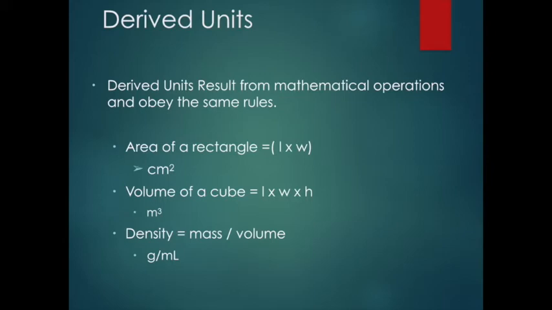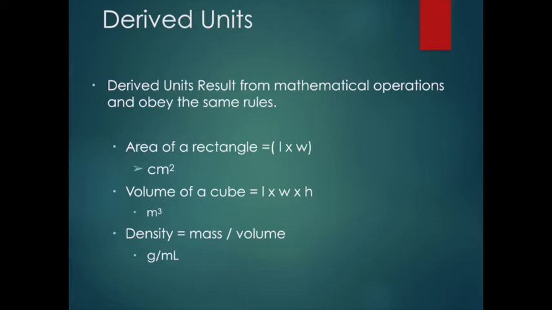So here we have area of a rectangle. If I take the centimeter times the centimeter, I get centimeter squared, right? If it's multiplication or division, I have to do that to the unit. Now, if I'm adding or subtracting with the units, then I don't change those. But with multiplication and division, I have to do the same thing to the unit. So centimeter squared represents a derived unit. If I just have a centimeter, that's not a derived unit. But if I have centimeter squared, that makes it the derived unit.